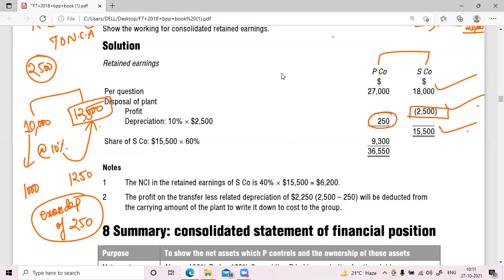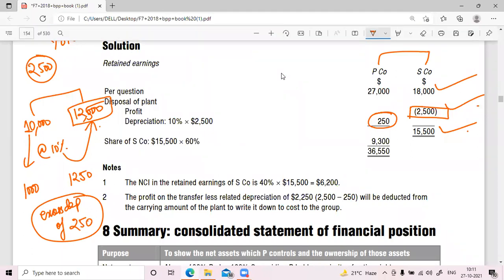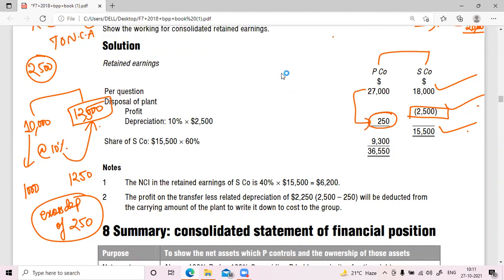See, this particular transaction has happened between the parent and the subsidiary. Subsidiary has sold the land to parent at 12,500. So the excess profit in this case has to be removed, and the already removed depreciation of 250. All of you do one thing: 27,000 plus 250, just add back. How much is the value? 27,250. And then add back 9,300.